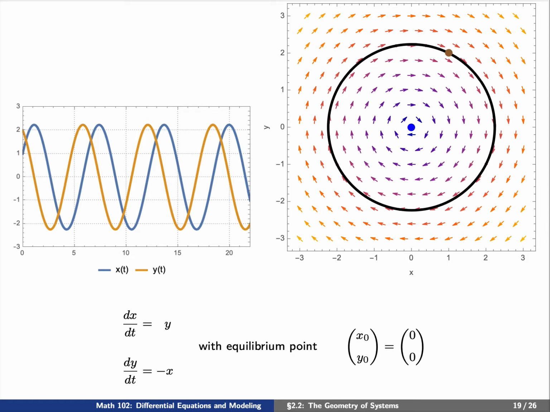On the other hand, take a look at the blue dot in the middle of this slope field. This is where the arrows all are 0. This is exactly what it means to be an equilibrium point. This point is stationary, and it doesn't move with respect to time.